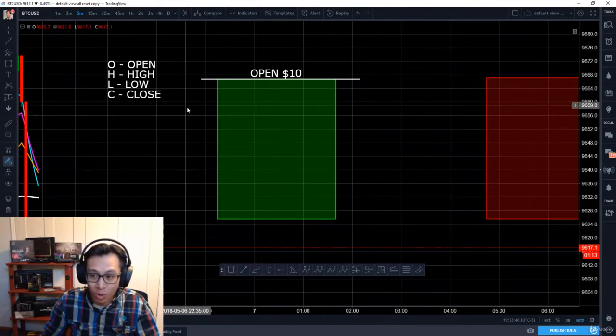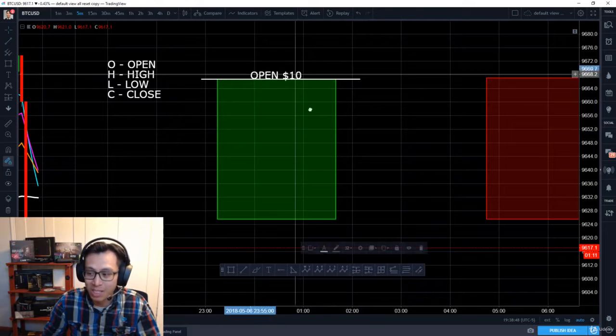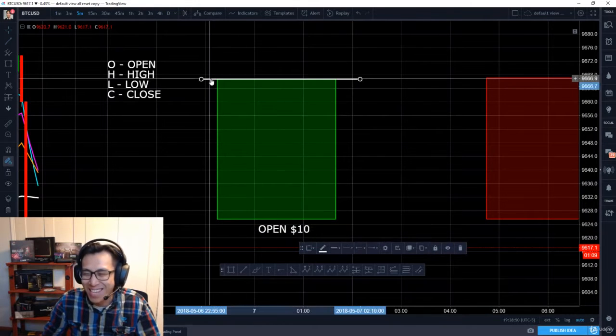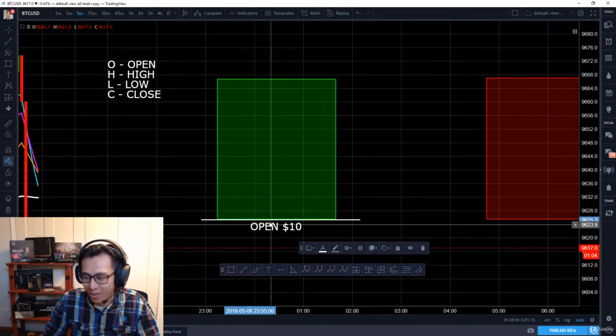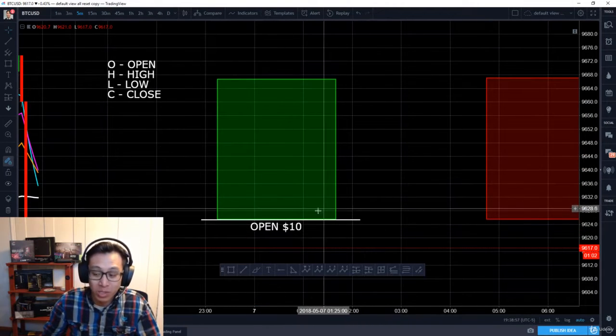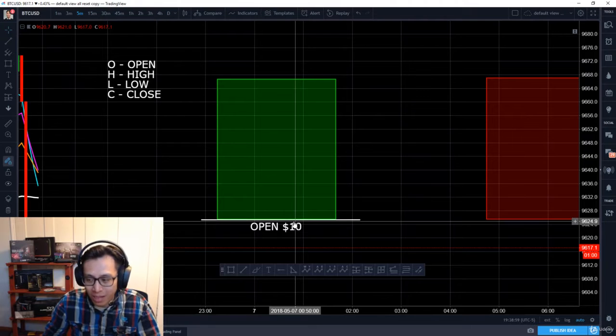So now, what would the close refer to? What do you guys think? Actually, sorry, this would be the open. My mistake there, guys, okay? This is actually the open right here. I was thinking we were at a red candle. So this is the open where the candle starts at $10.